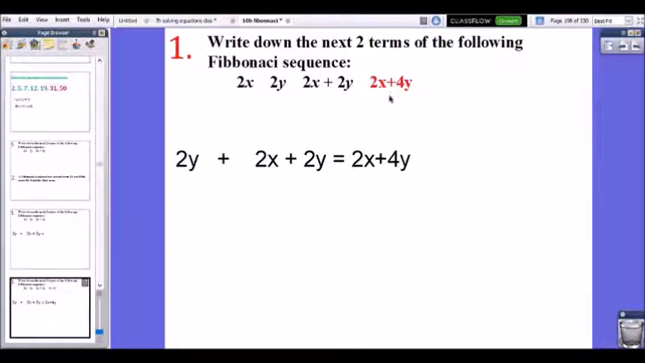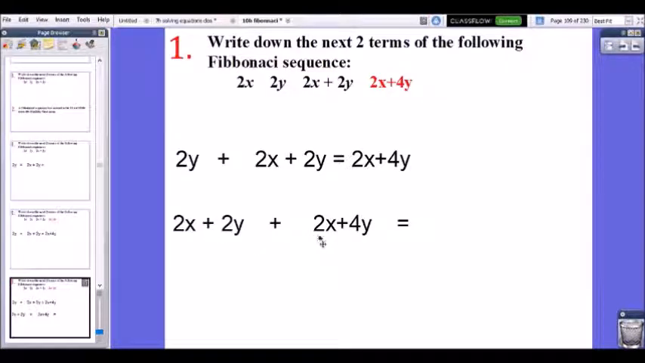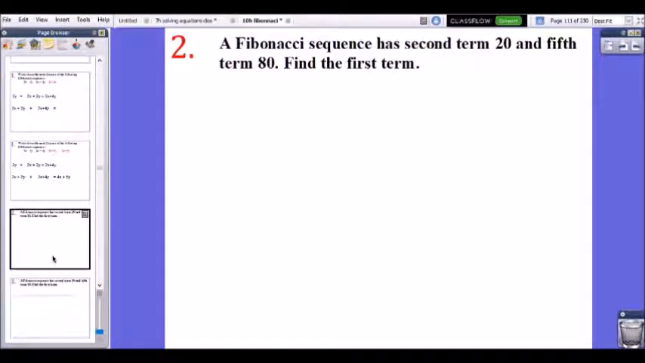And then finally, to get my fifth term, I need to take this 2x plus 2y term and add it to 2x plus 4y term. So just adding together those last two terms. So it's going to be 4x plus 6y. And that would give me full marks if that was a question in my exam. Okay, so let's try the next one.